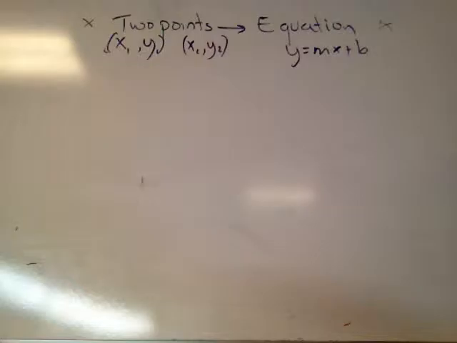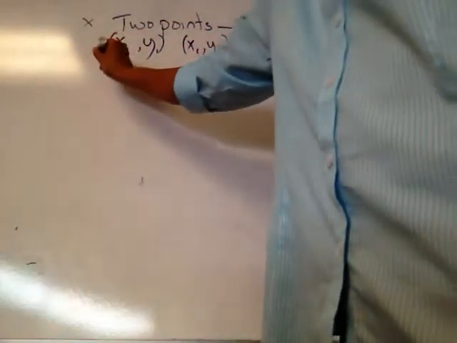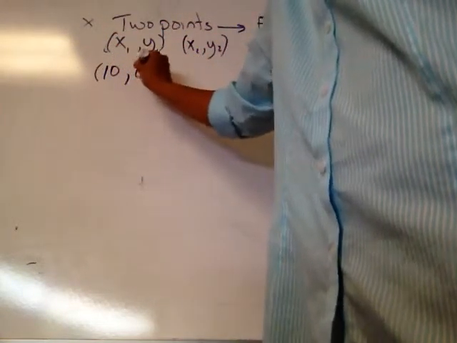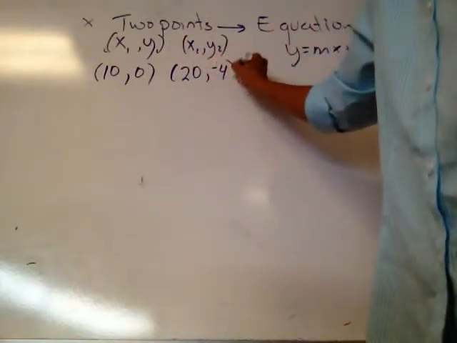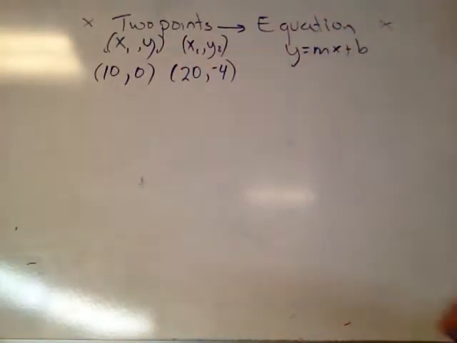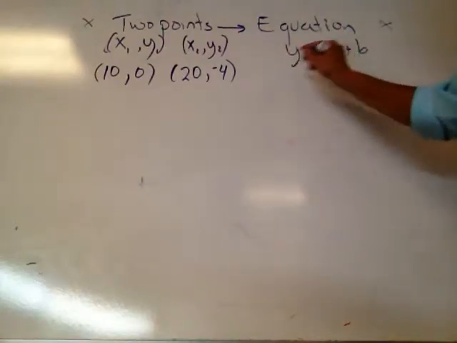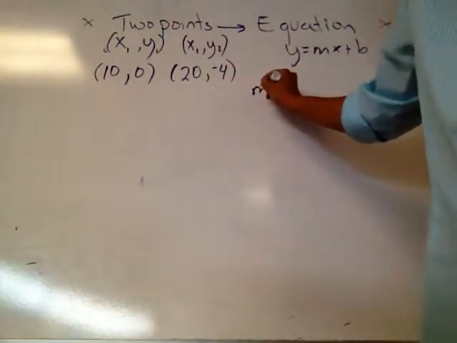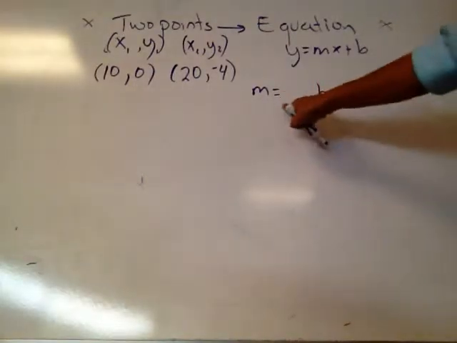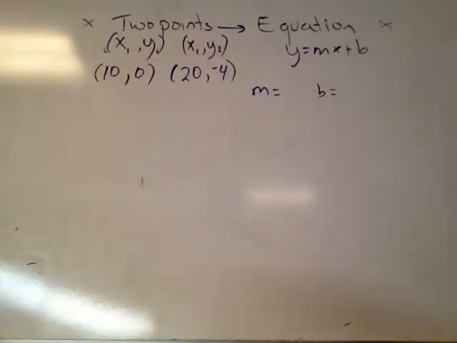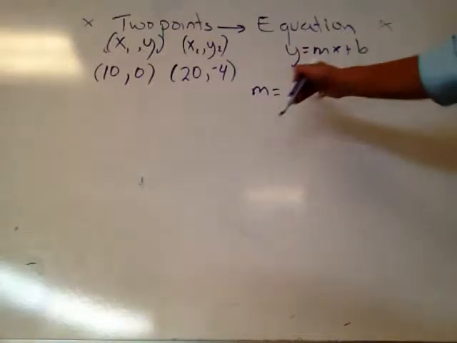All right, but the only difference is I'm now given, let's say, 10 comma 0, and I'm given 20 comma negative 4. I want to use that information to get this. So I still need 2 pieces of information to fill this in. I need to know the m, the slope, and I need to know the y-intercept. Right? In the past, we were given either the slope or the y-intercept or both. In this case, I don't have either.